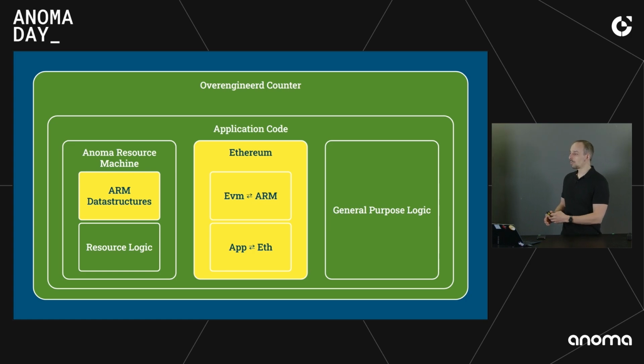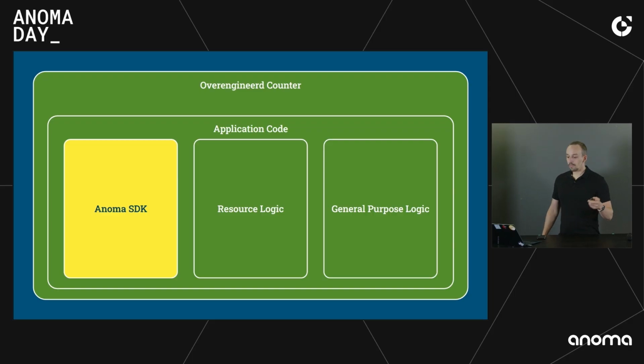We cannot define these rules for you, so you will have to provide them. And your general purpose logic. But converting from EVM bytes to resource machine bytes, we do it for you. Providing you functionality to actually submit transactions to Ethereum, we also do it for you. And then the ARM data structures, of course, we can provide them for you, so you don't have to re-implement resources and operations on them. So this is basically what's left. If you want to build an application, use the SDK, define your resource logic, and define your general purpose logic. That's it. So I think that's a pretty good deal if you want to build applications.